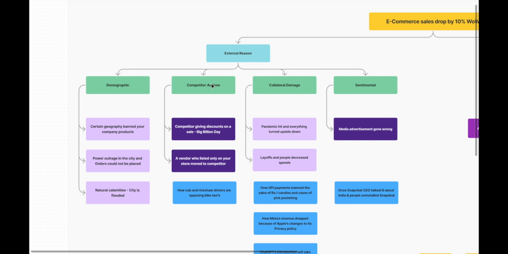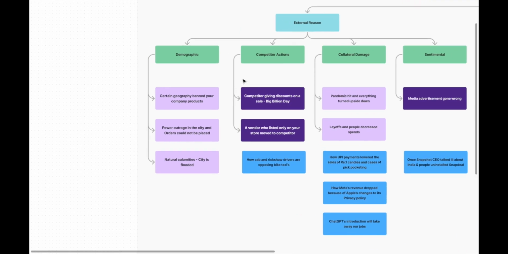Competitor actions, that is you might have a rival who is doing better than you or giving more discounts than you, and therefore the crowd has shifted to the rival. Collateral damage, something happened somewhere and you got affected. And a sentimental issue, that is the sentiments are low and the sentiment is directly affecting the company. I've also given some examples of what could be the issue.